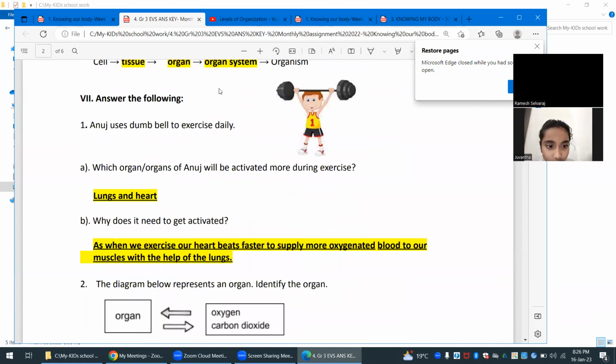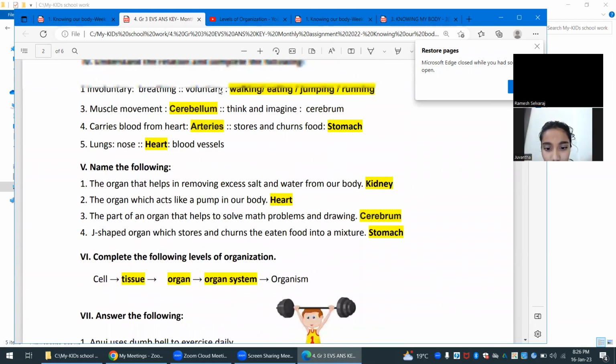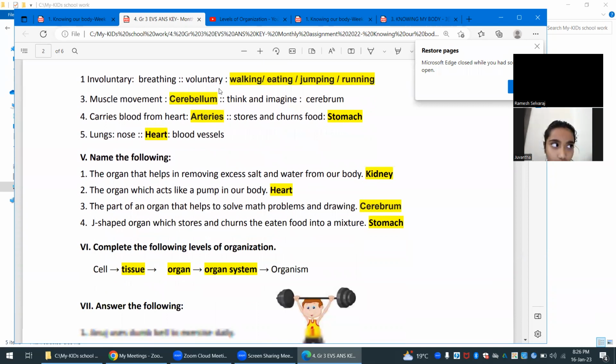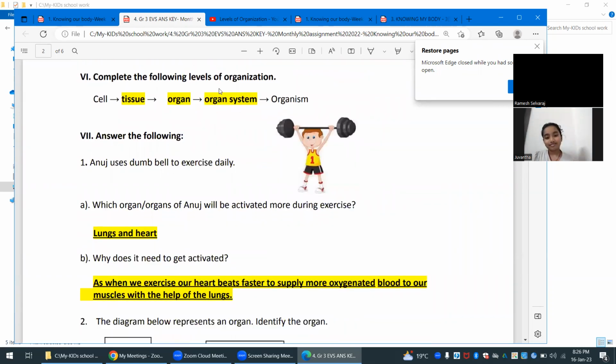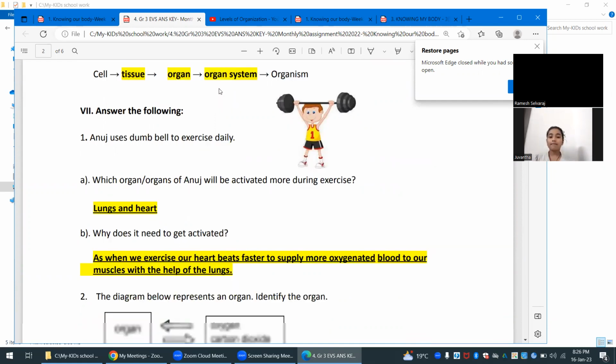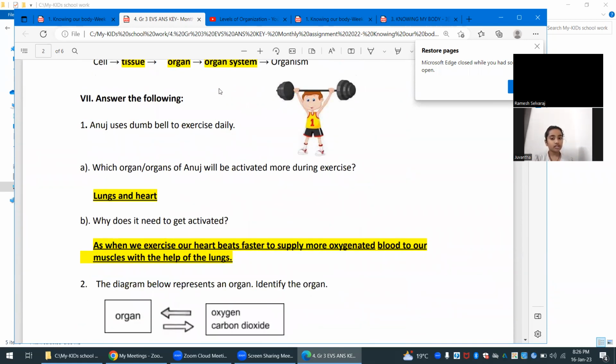Which organs of Anuj will be activated more during exercise? Lungs and heart also. Why does it need to get activated? Because when we are exercising, our heart beats faster to supply more oxygenated blood to our muscles with the help of the lungs.